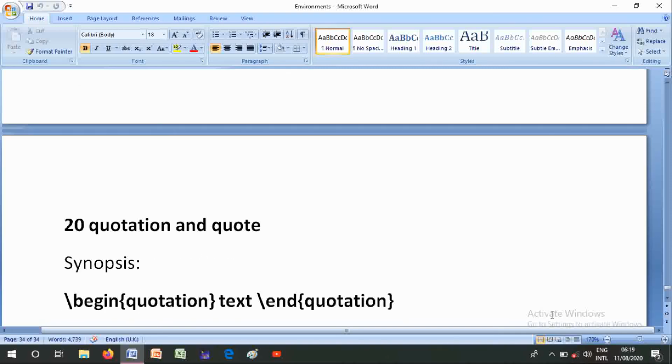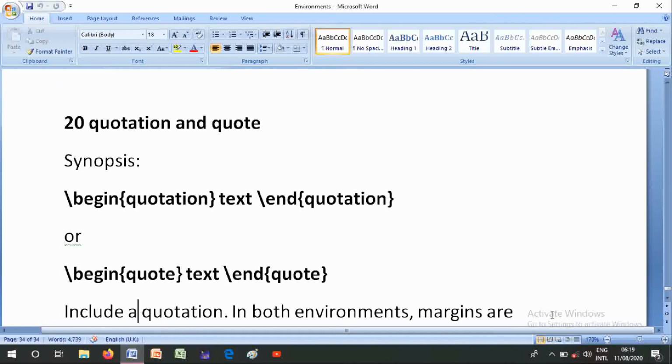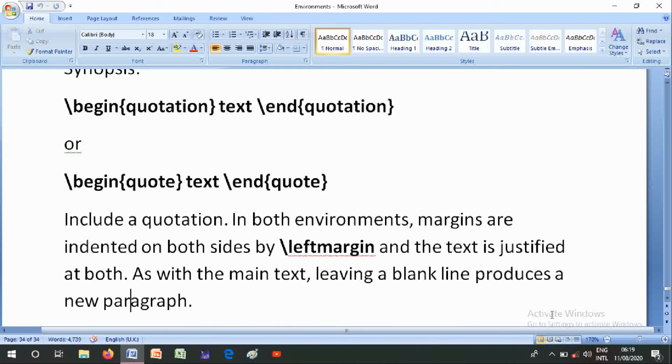20 is quotation and quote. Its synopses are \begin{quotation} text \end{quotation}, and/or \begin{quote} text \end{quote}. Include a quotation in both environments. Margins are indented on both sides by \leftmargin, and text is justified at both margins as with the main text. Leaving a blank line produces a new paragraph.